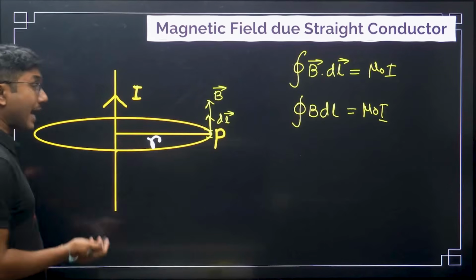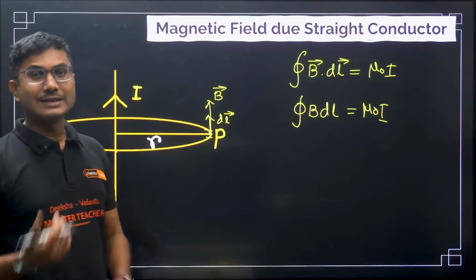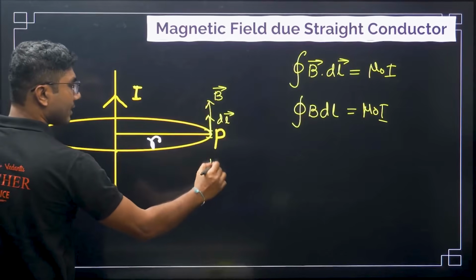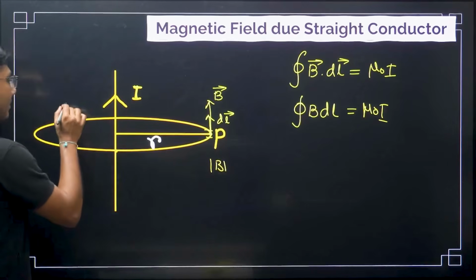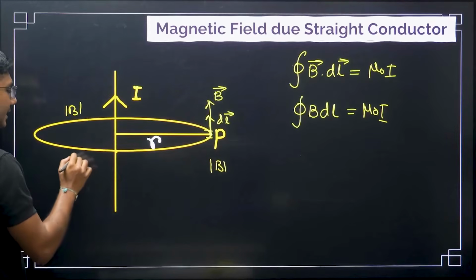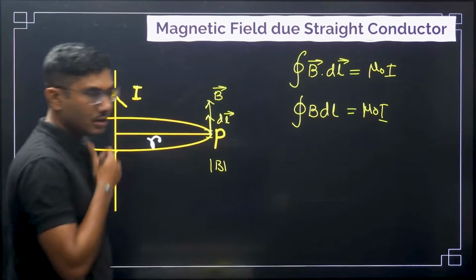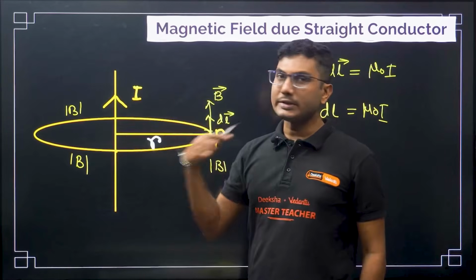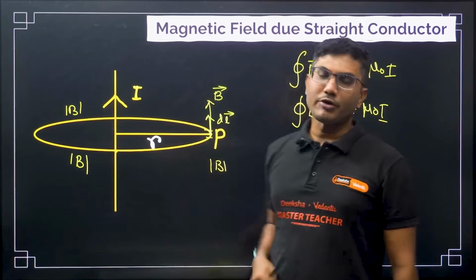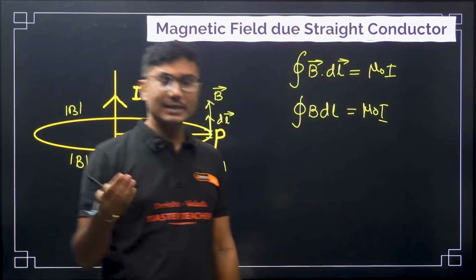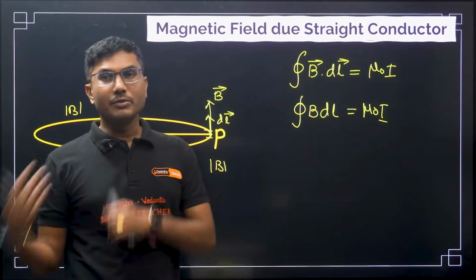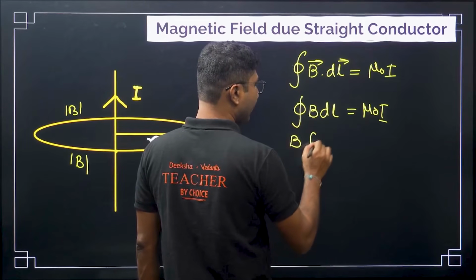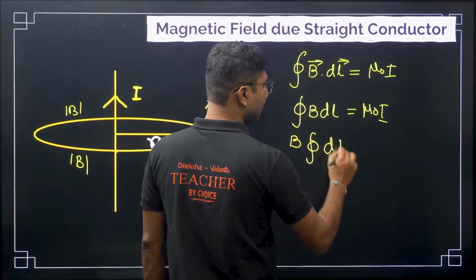The line is symmetrical. Line symmetrical means whatever is the magnitude of B at this point, the magnitude of B will be the same at each and every point, because it is symmetrical. It depends on distance. Now distance is the same for each and every point, it's a circle. Direction will be different, yes, but magnitude wise it will be the same. So we can take the magnitude of B out of the integration and we can write this as closed integral dl equals mu naught I.